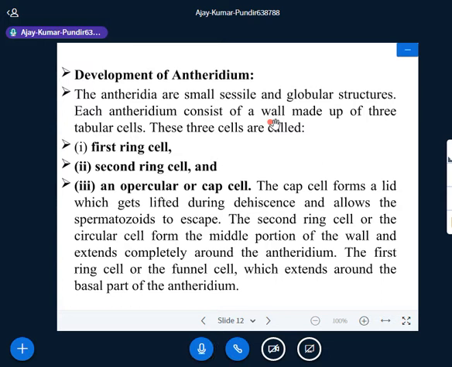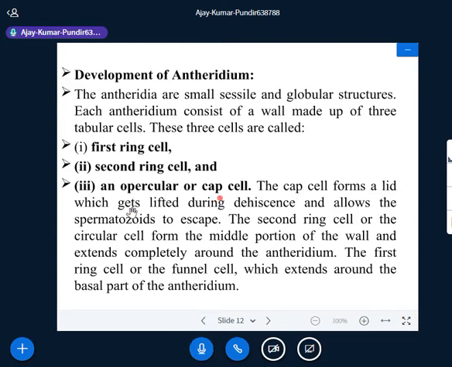So it is a very interesting feature of Osmunda that the antheridium wall is so complex, because it is made of 3 different types of cells. First is the first ring cells which cover the base of the antheridium. Second is second ring cells which cover the whole antheridium, and third one is an opercular or cap cell which is also known as lid cells.